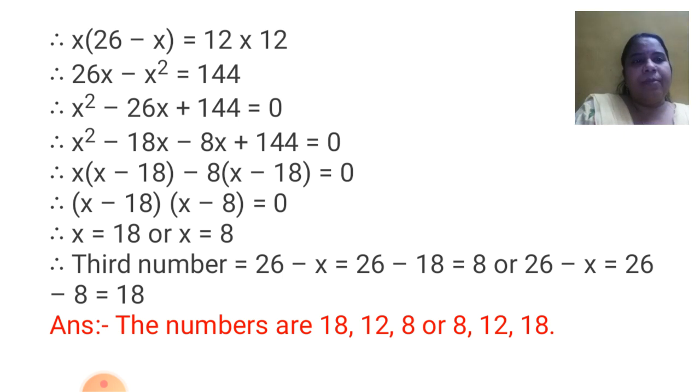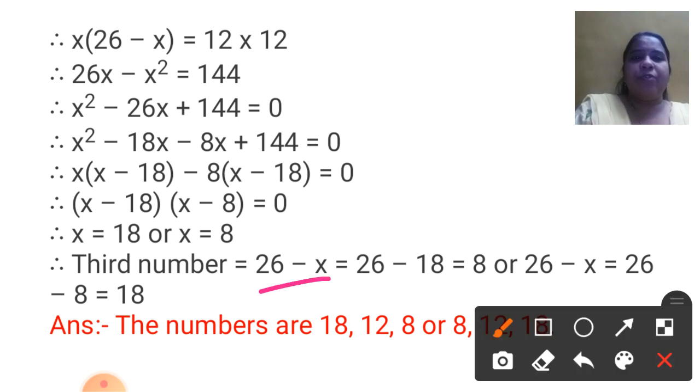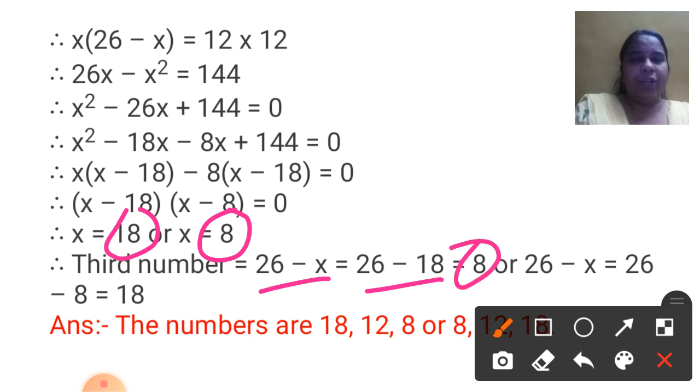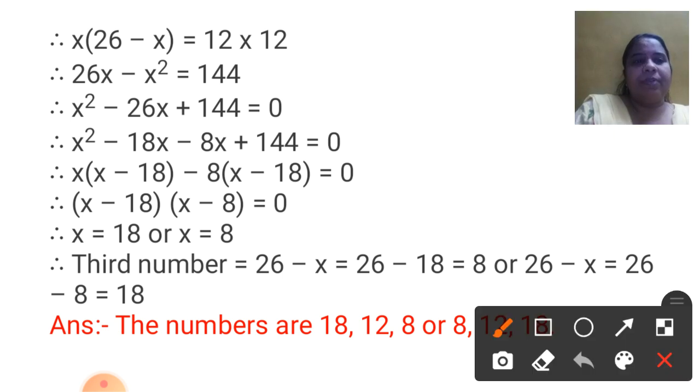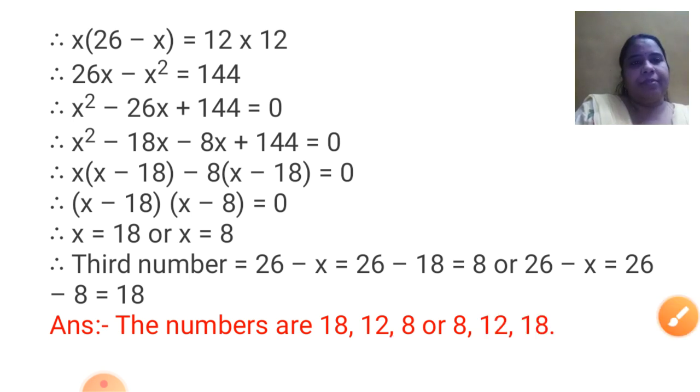So the third number will be 26 minus x. You have to take both the values. You can't neglect any value from here. So it will be 26 minus 18, that is 8, which is one of the cases, the first case, right? When you take 8, it will be 26 minus 8, that will be 18. So there are two sets of answers for this. How? Because x is 18 and x is 8 also. Accordingly the third term will change. So the final answer will be, the numbers are 18, 12 and 8 or 8, 12 and 18.